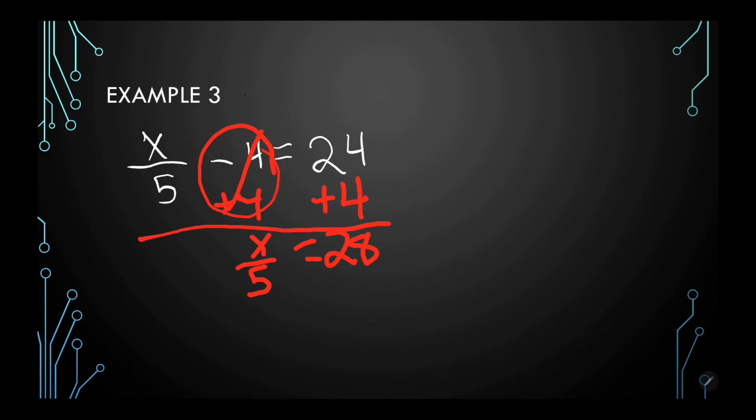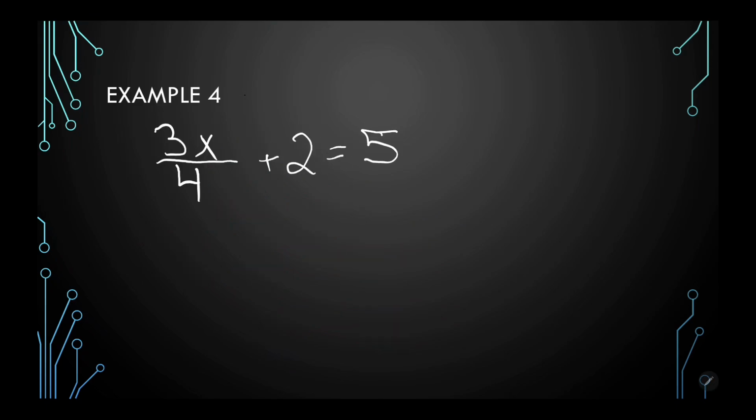Now we're dividing our variable x by 5. So the inverse of division is multiplication. So we're going to multiply both sides by 5. So when we multiply and divide by the same integer, it turns into 1. So we have x is equal to 28 times 5 gives us 140. So x is equal to 140.